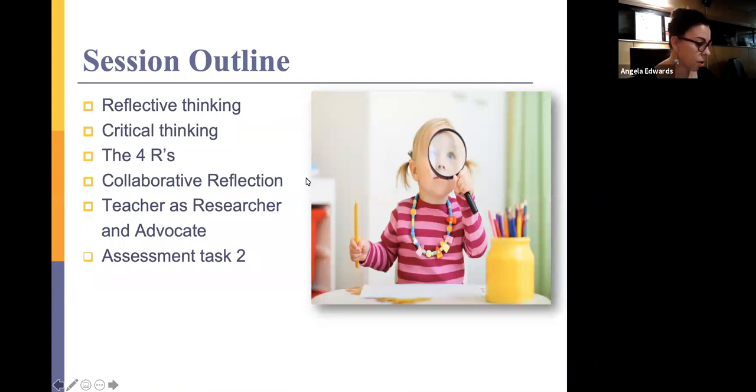Okay, so we're going to be looking specifically tonight at reflective thinking. We're also going to be looking at critical thinking and the 4 R's. We will look at collaborative reflection, teacher as researcher and advocate. And I've also added in there some discussion about professional development as well. And then we're going to break down assessment task 2, and there will be the opportunity for you to ask some questions. So hopefully you received my email earlier on today and you've all had a look at the assessment task and have come with some questions for me.